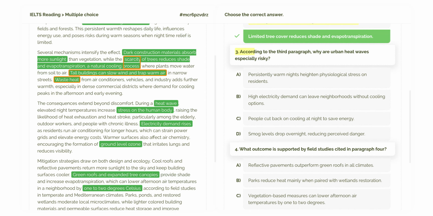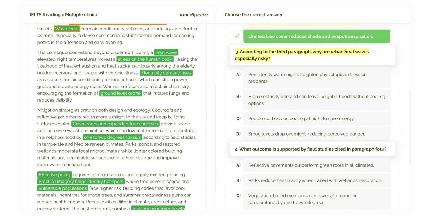According to the third paragraph, why are urban heat waves especially risky? Alright, question 3. Again, we are guided to a specific location, the third paragraph. The question asks why urban heat waves are especially risky. So we need to find the reason for the increased danger during these heat waves according to that paragraph.